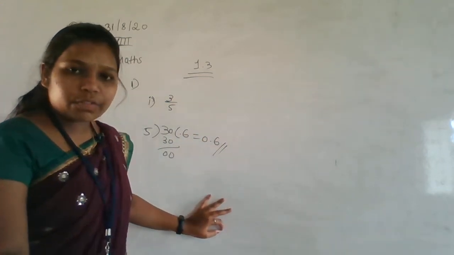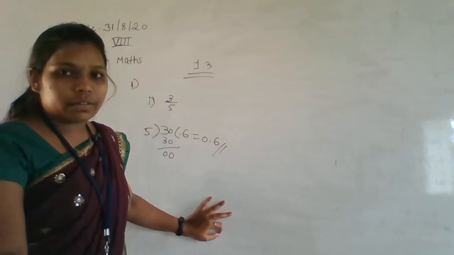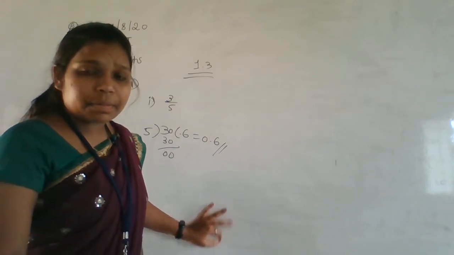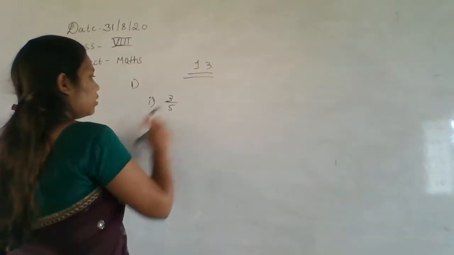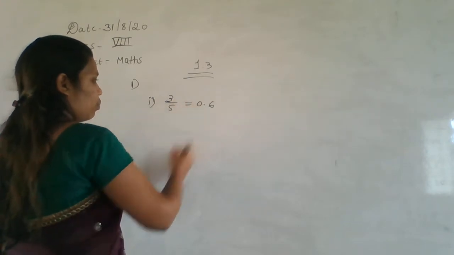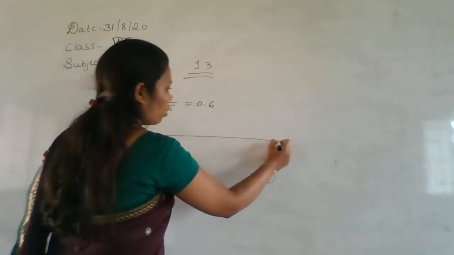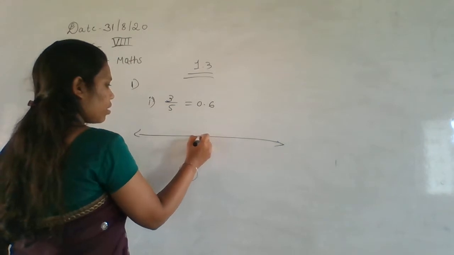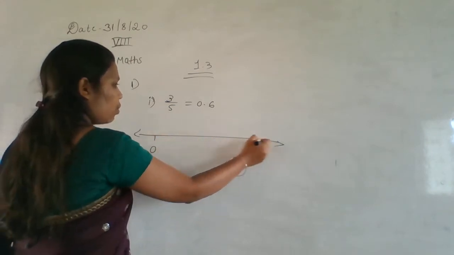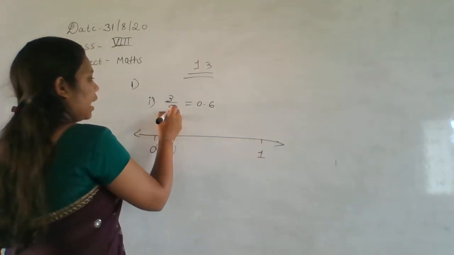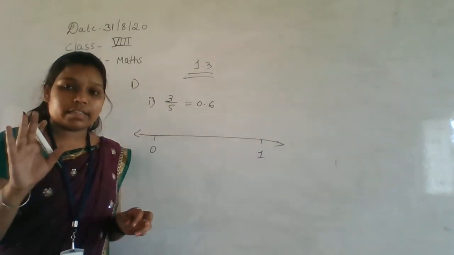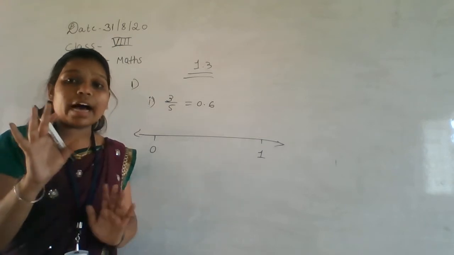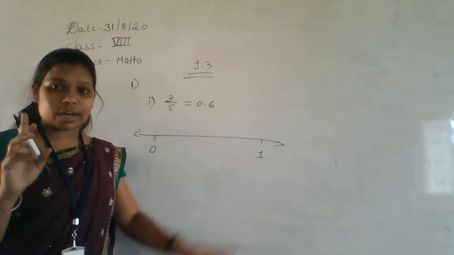0.6 lies between which values? That is 0 and 1, right? So draw the number line now. 3 by 5 is nothing but 0.6. So draw one number line. Take a 0 and here the 1 value. And in the denominator which number is there? In the denominator 5 is there. So you have to divide it into 5 equal parts including 1.